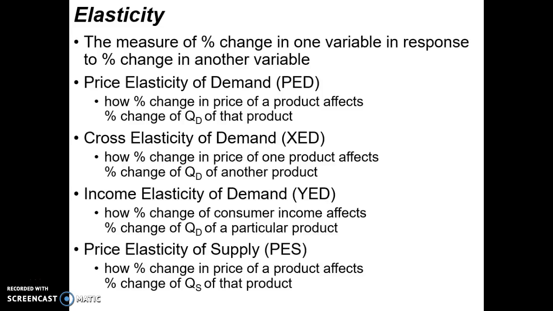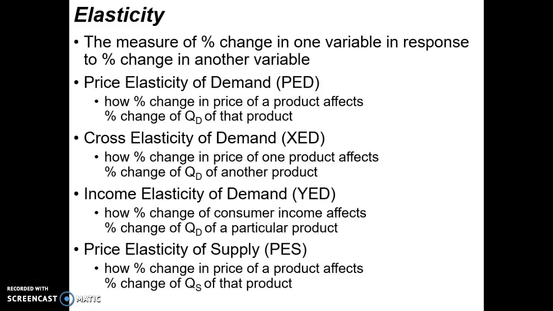And the four that we need to know are price elasticity of demand, which is how a percent change in price of a product will affect the quantity demand of that product as a percent change. Cross elasticity of demand, which looks at two different products and how the percent change in price of one will affect the percent change in quantity demand of another. Income elasticity of demand, which looks at how the percent change of consumer income will affect the percent change of quantity demand of a product.